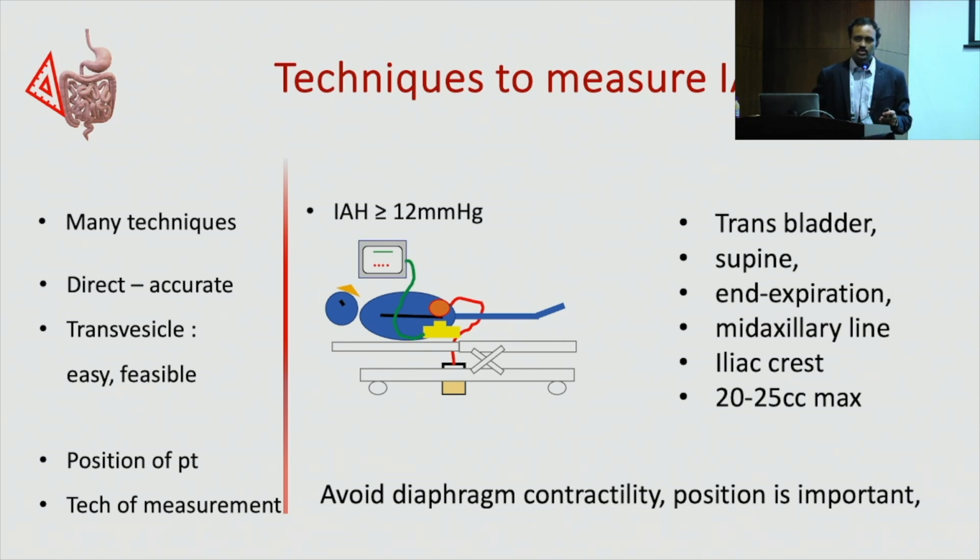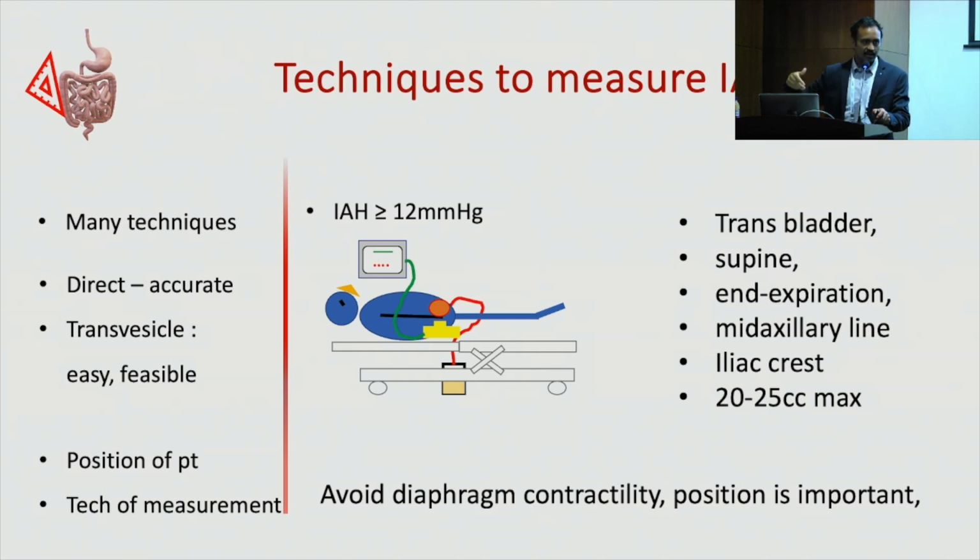The most important thing is patient position. Just a slight elevation of the bed is going to increase your abdominal pressure. That's why the supine position is most important. In studies done in spontaneous breathing patients, because your diaphragm contracts during inspiration, your pressure increases. That's why it is measured in expiration, at the level of the iliac crest, mid axillary line, and how much volume you are going to put.